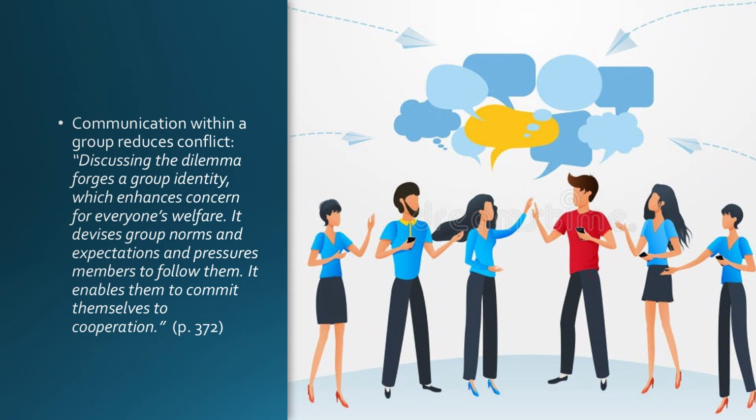Communication within a group reduces conflict. Discussing the dilemma forges a group identity, which enhances concern for everyone's welfare. It devises group norms and expectations and pressures members to follow them. It enables them to commit themselves to cooperation. So communication, as you can imagine, reduces conflict across a group. Communication is always a good thing.